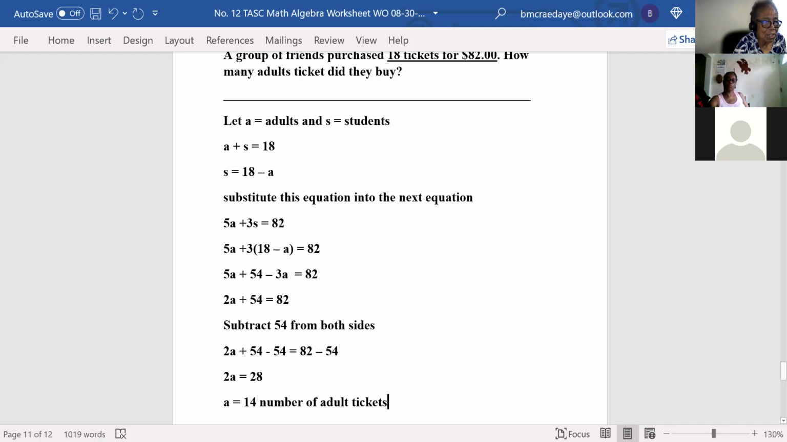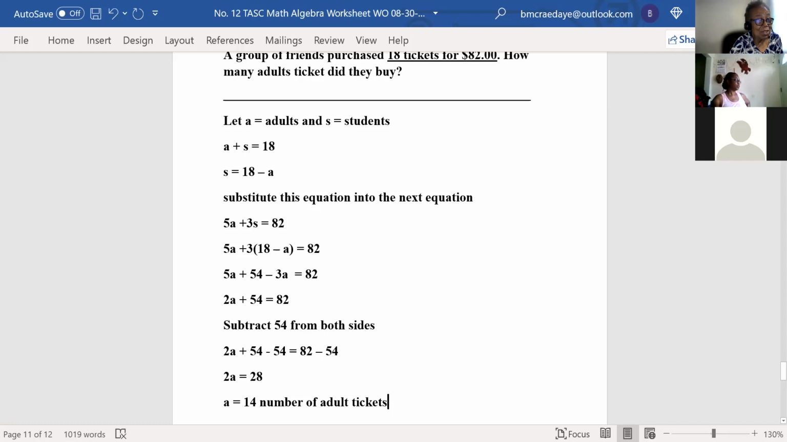5 times 14 is what? 70. And then 3 times 4 is what? 12. And 70 plus 12 is 82. So we know it's right. We can always check it, and we get the total of 82.